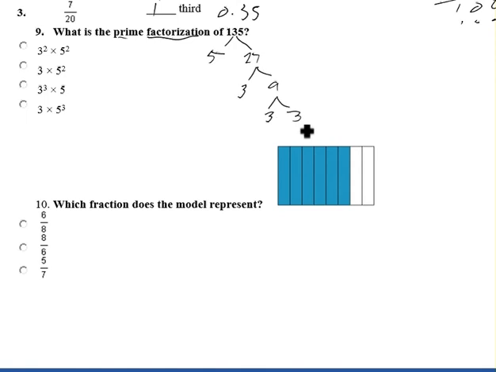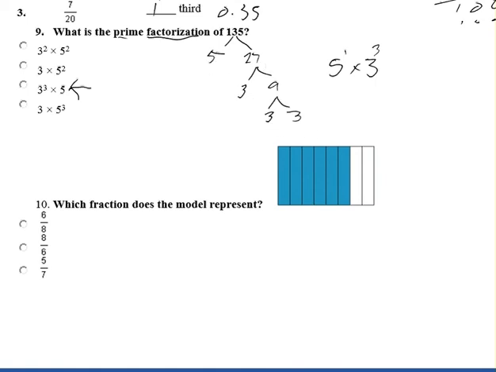So there's 1 5 and there's 3 times 3 times 3, or 3 cubed. So that's what I'm kind of looking for. Boom. There it is. I see it. It's right there. 1 5 and 3 3s. If I multiply all those together, I'll get 135. 3 times 3 times 3 times 5 is 135.